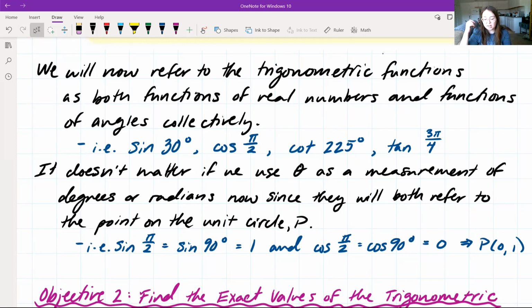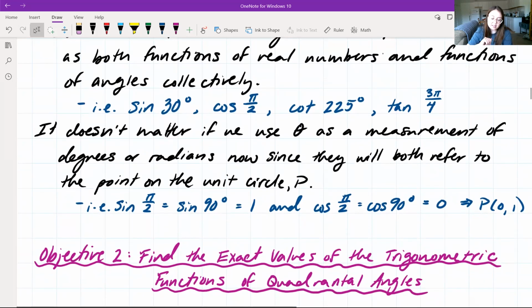It doesn't matter if we use theta as a measurement of degrees or radians now, since they both refer to the point on the unit circle P. So we can now use our trigonometric functions with degrees or radians. They're both referring to the point on the unit circle P, so it doesn't matter which one we use. We see that sine of pi over 2 is equal to sine of 90 degrees, which is equal to 1, and cosine of pi over 2 is equal to cosine of 90 degrees, which is equal to 0, which corresponds to our point 0, 1, since we know that sine corresponds to y and cosine corresponds to x.